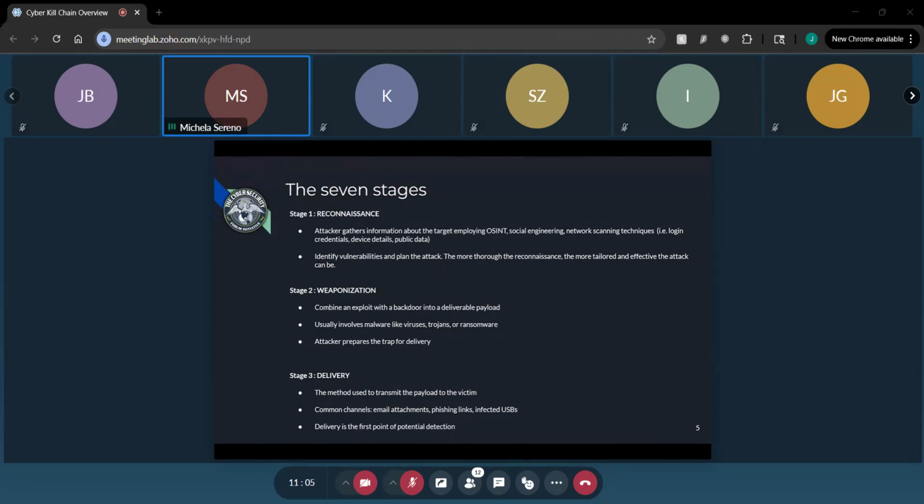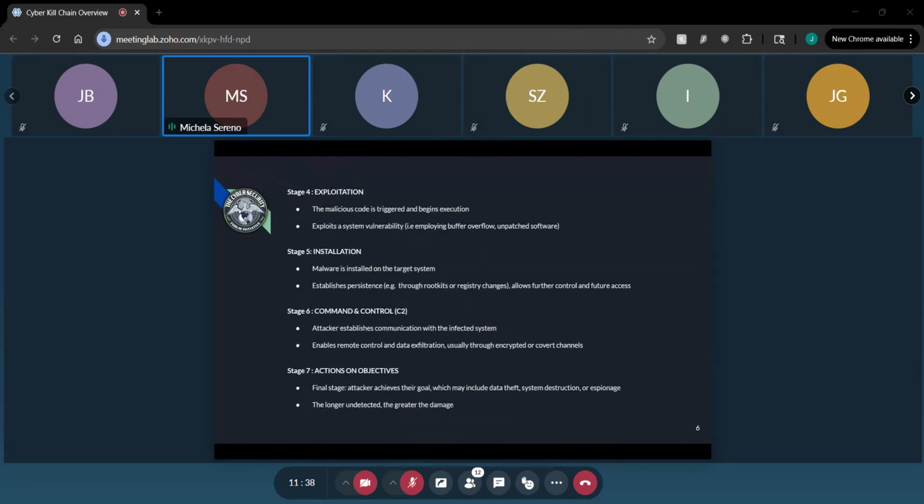In the weaponization phase, the attackers build a payload, typically in the form of malware. And then the payload is transmitted to the target in the delivery stage, the 3rd stage. And this delivery might happen via phishing email, malicious link, or an infected USB device. So delivery basically is the first point at which defenders can realistically detect and stop the attack.